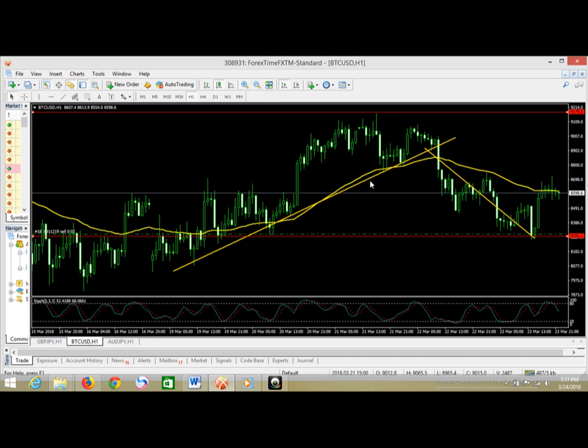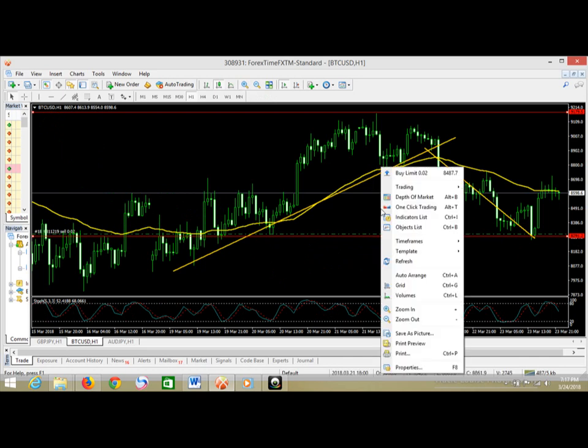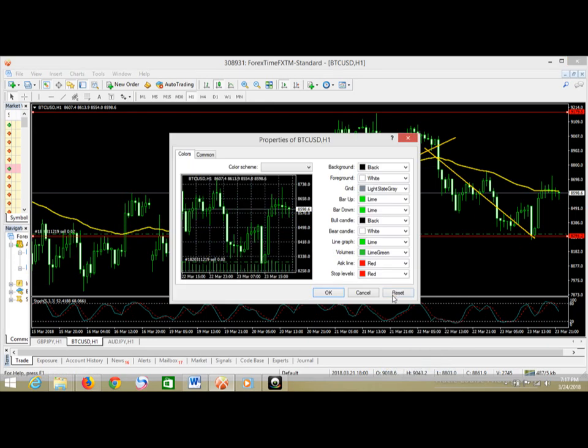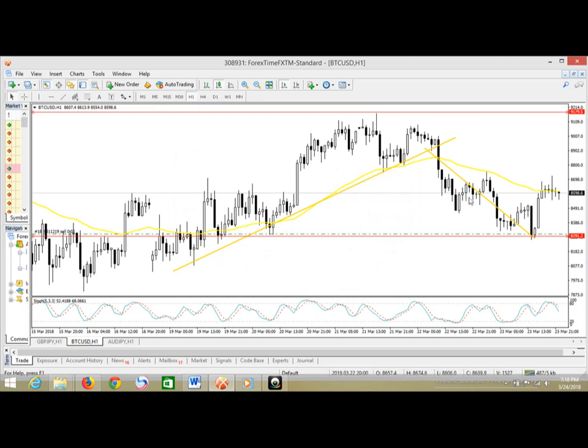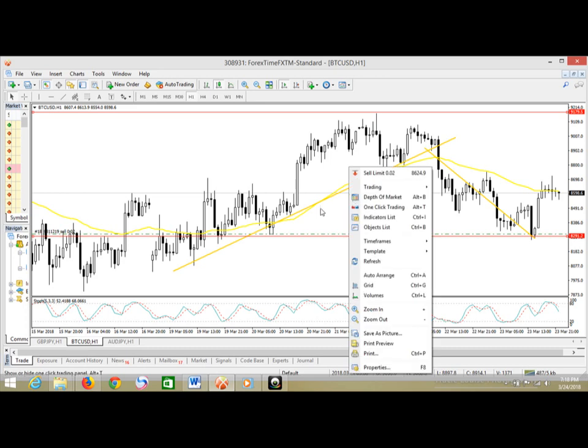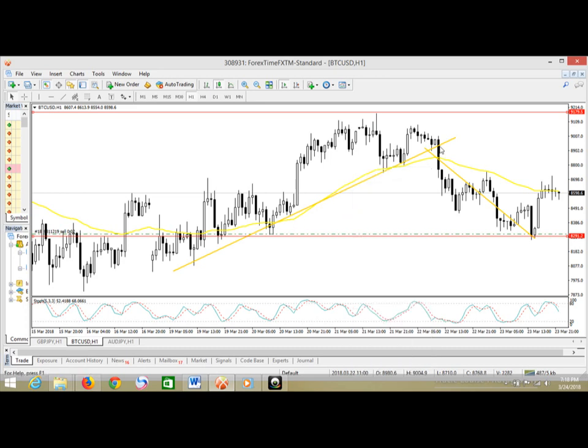So this is how the MetaTrader 4 looks. You can decide to change the background of the MetaTrader 4 and also change the color of the chart. Okay, this is black on white. You can have yellow on black, and you can have it like this by putting this black and white. I think this is easier. So the black candle you can see here, and I can remove all this trend line. These are trend lines.